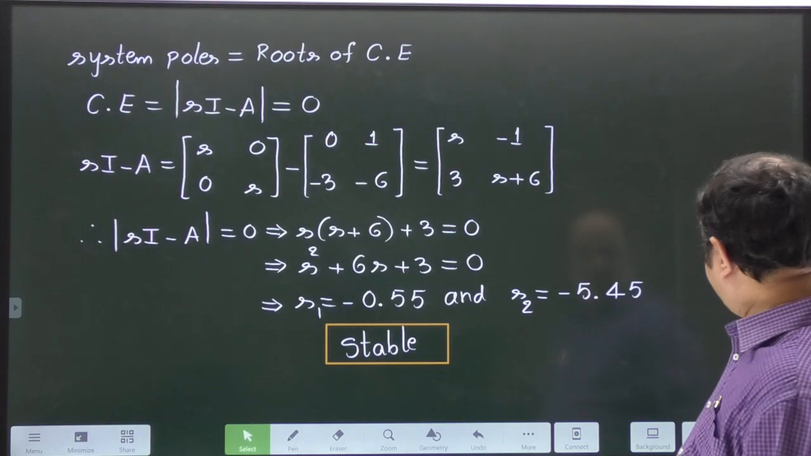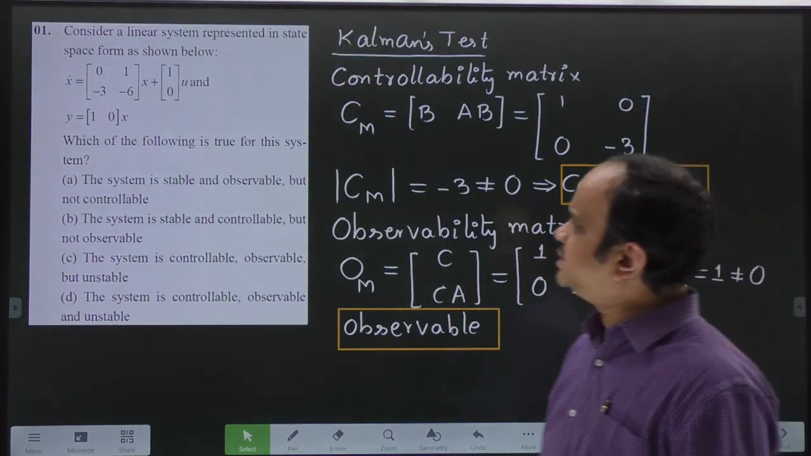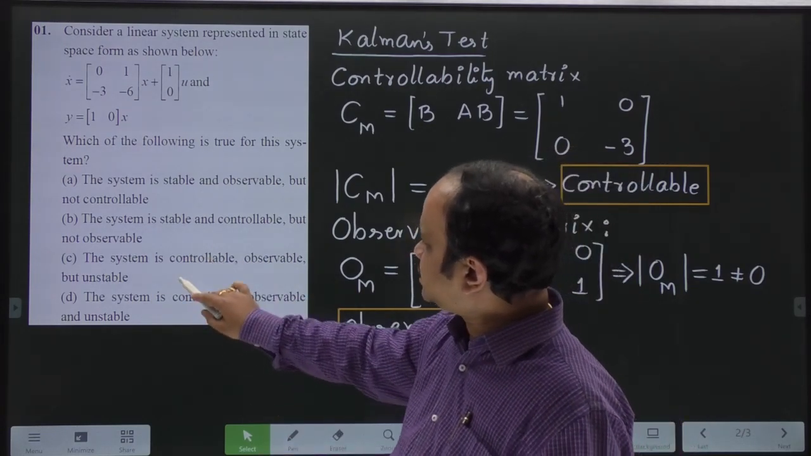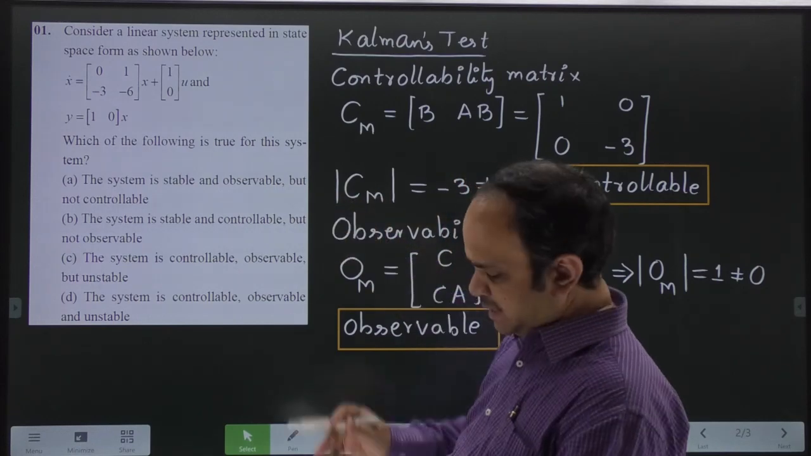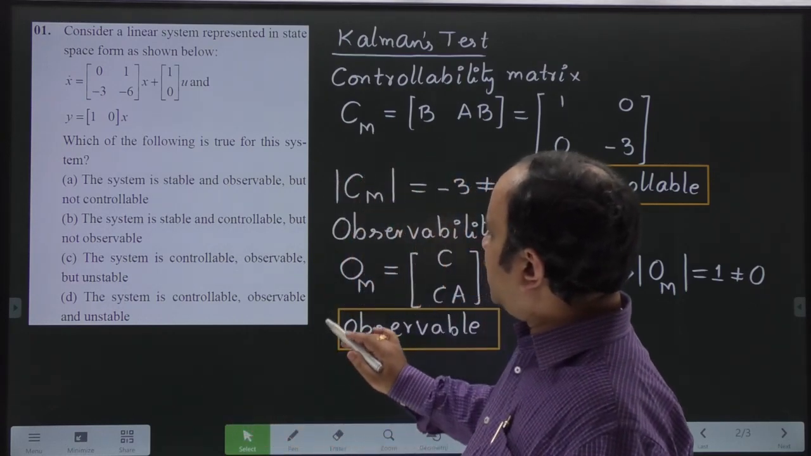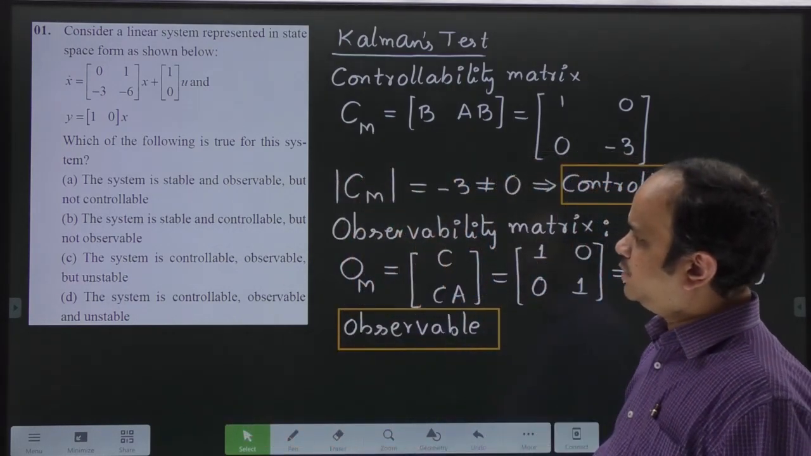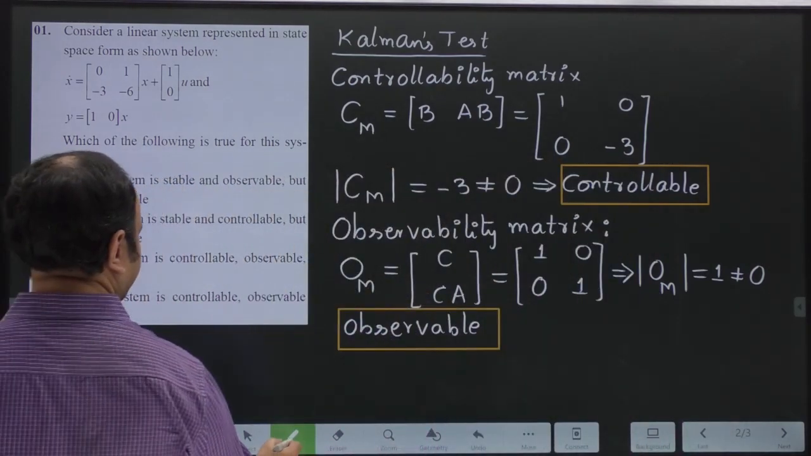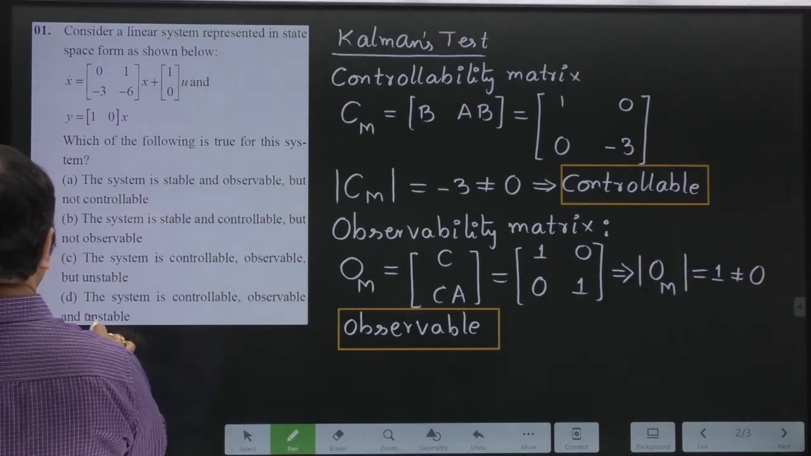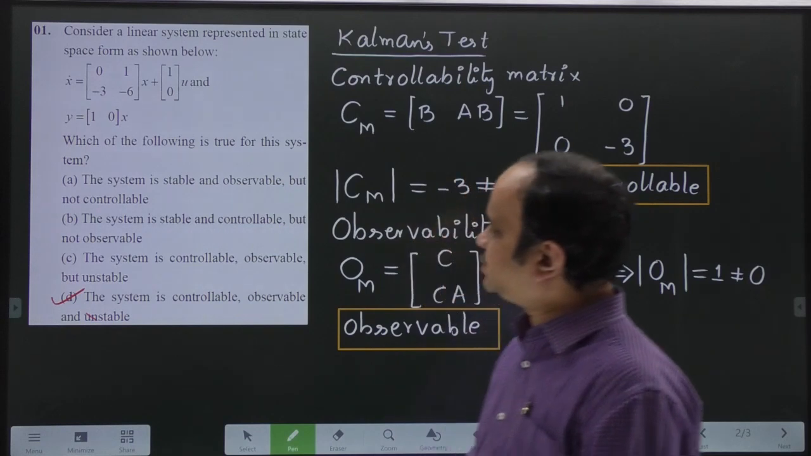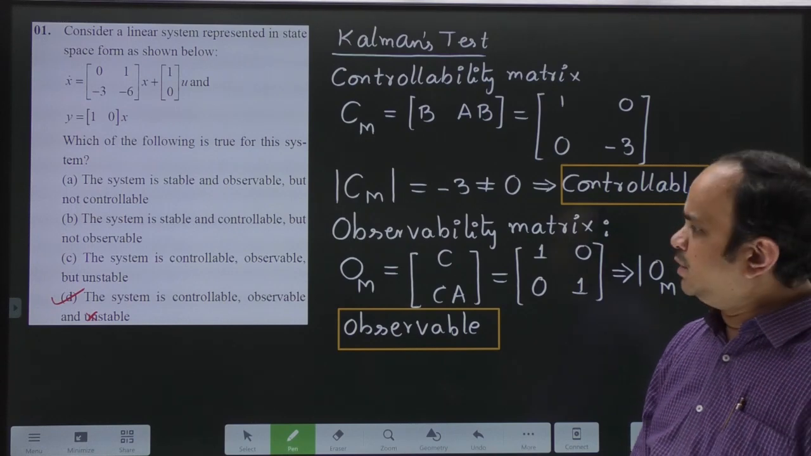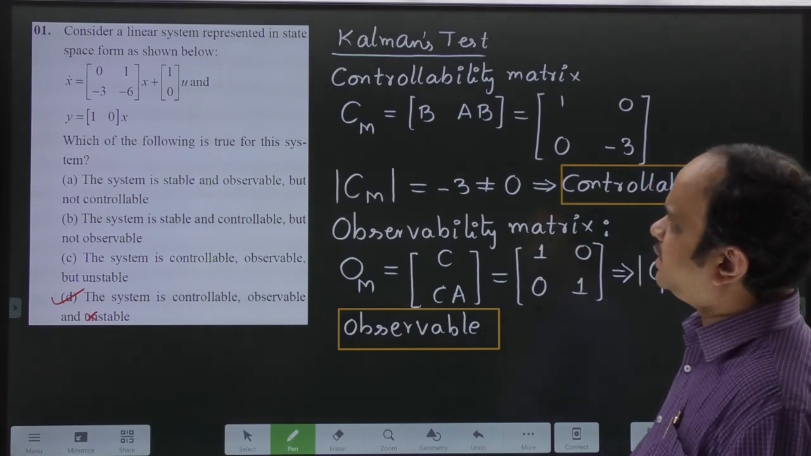This is stable. So what is the answer from these four options? The given system is stable, controllable and observable. I hope there is a small printing mistake here. The system is controllable, observable and stable. So option D, you can say. So this is stable, right? For this question, option D is the correct answer.